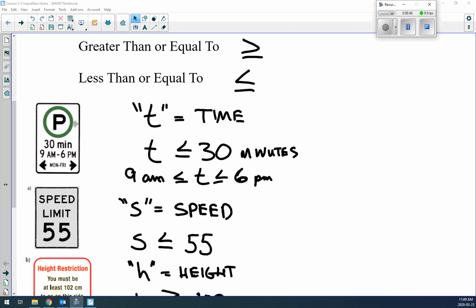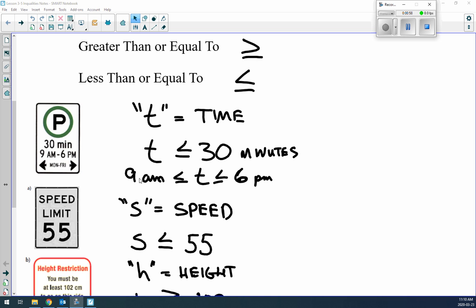So let's look at this sign right here on the side. This is a parking sign. T is going to represent time. So in this case, T has to be less than or equal to 30 minutes. So if you park for 30 minutes, you're okay. If you park for 31, no, you're over, right?